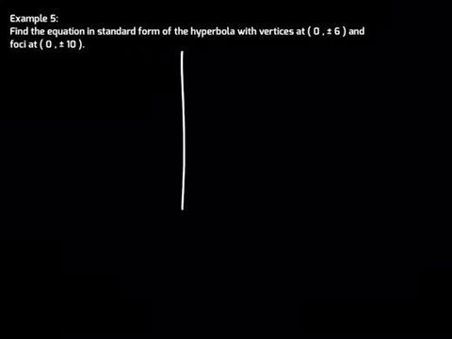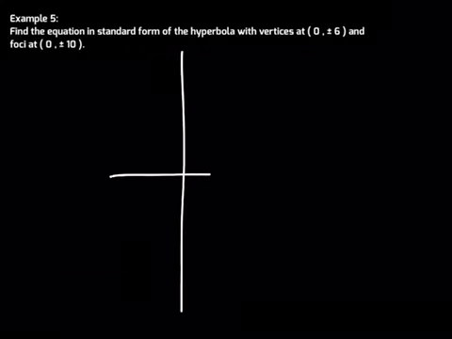All right, everybody, this is going to be our last example. Find the equation in standard form of the hyperbola with vertices at 0, positive 6, and 0, negative 6, and foci at 0, 10, and 0, negative 10. Okay. Just like the other sections, I think it's a good idea. It would be really smart of us if we were to show a little picture of what's going on. So now is going to be a short little sketch, okay, everybody?